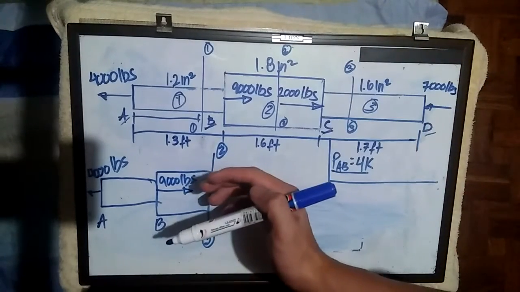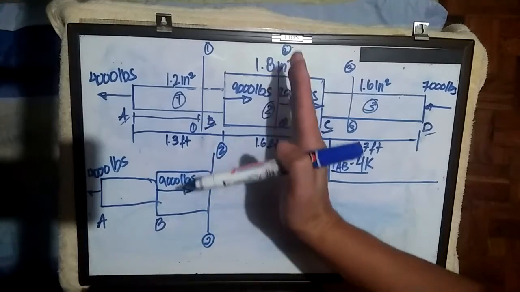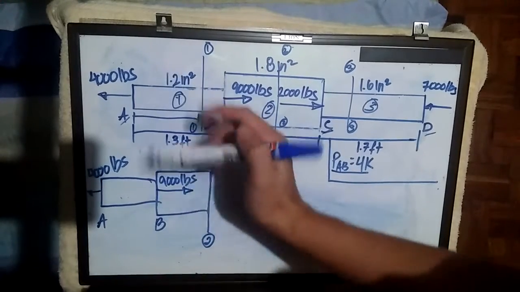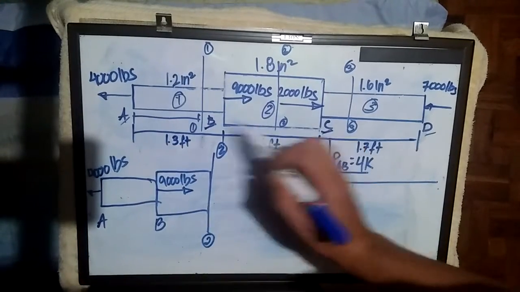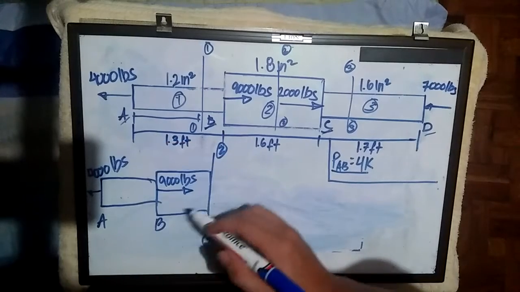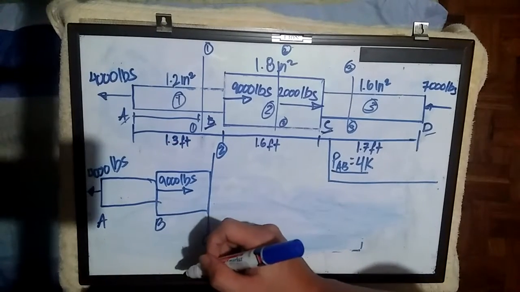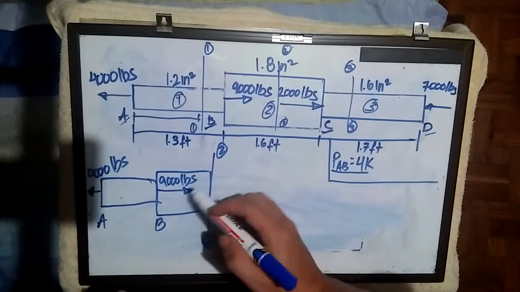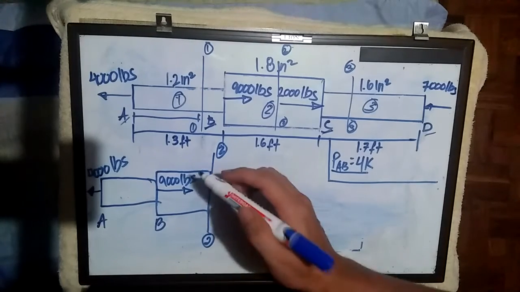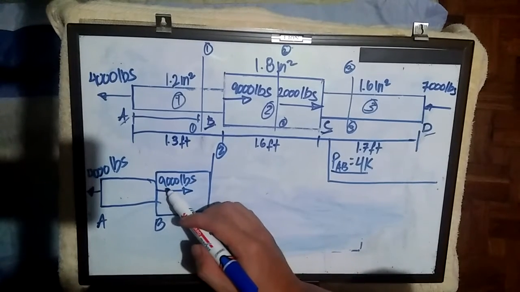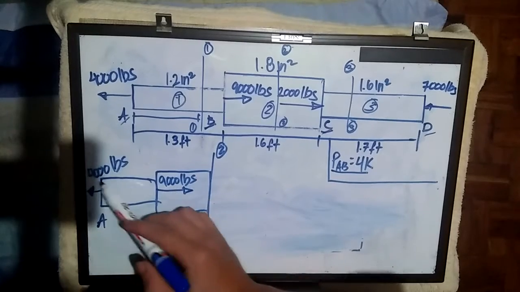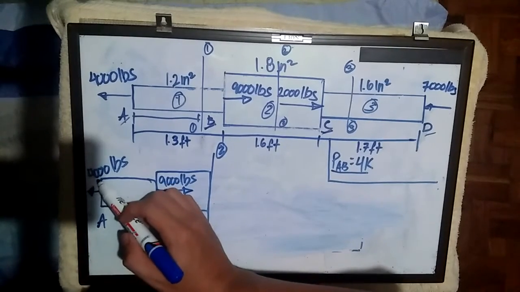Nag-take into consideration na natin lahat ng mga forces na nandito, left side on our segment A, B, and C. Kasi dito tayo nagsimula mag-solve eh. Again, let's try to apply the laws of equilibrium sa statics of rigid bodies natin. Kailangan meron tayong force that counteracts both 9,000 pounds and 4,000 pounds dito.